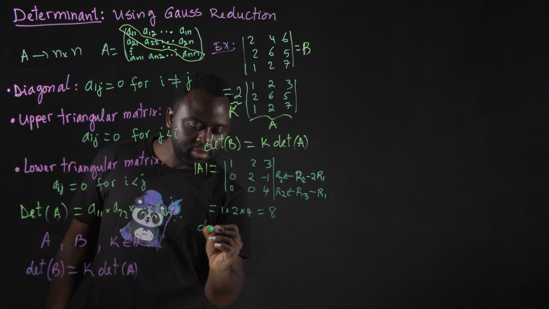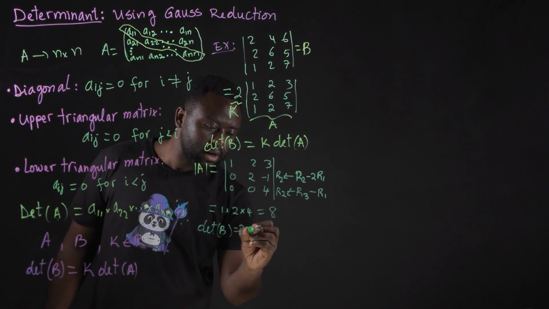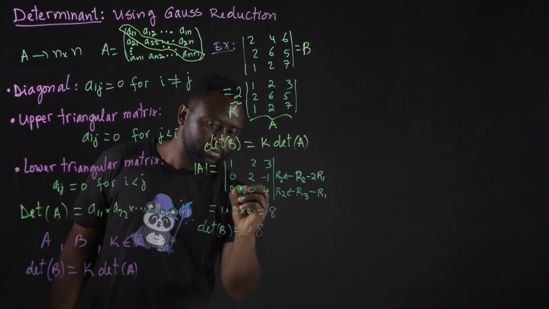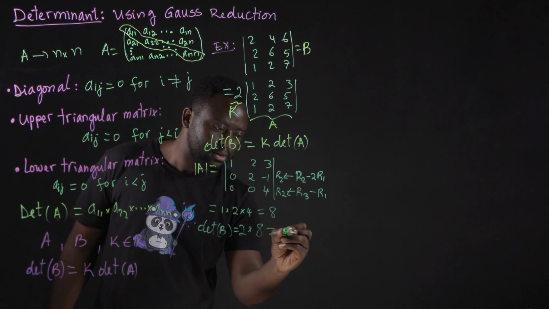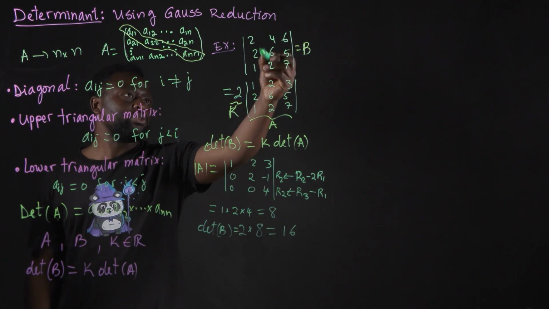The determinant of B is 2 times the determinant of A, which is 8. This is 8, so this is 16. Okay, this is the determinant of the matrix B.